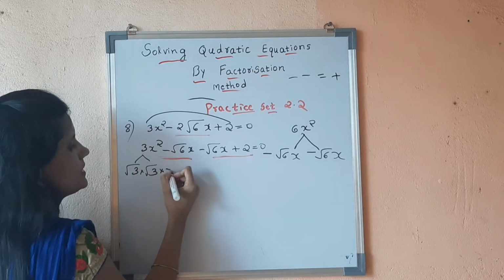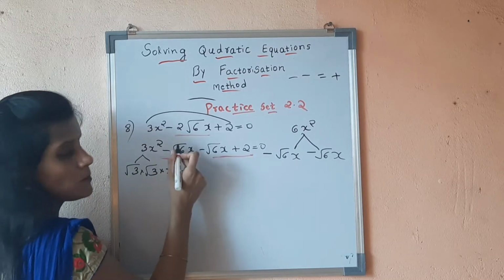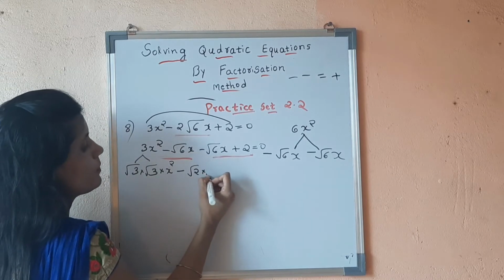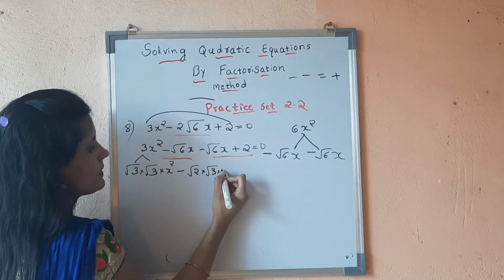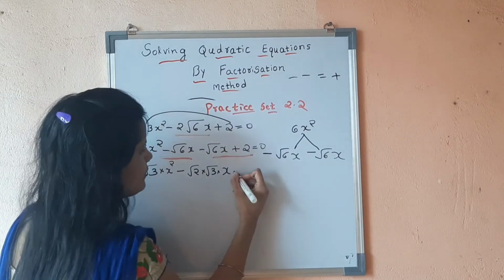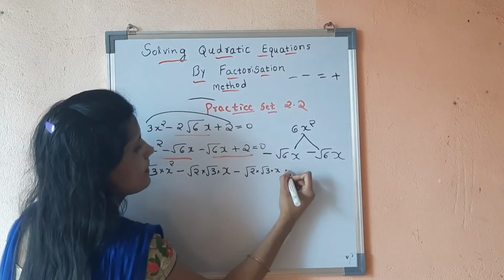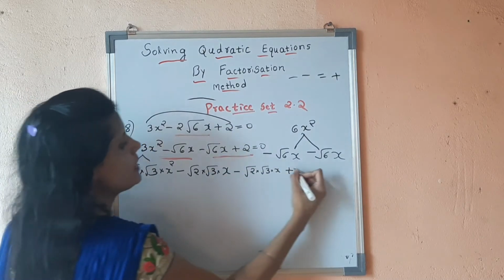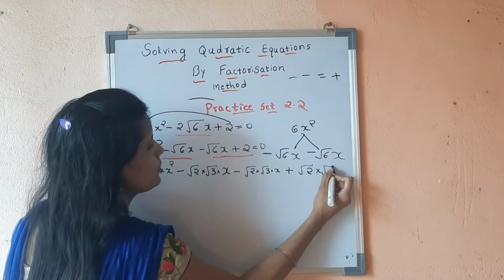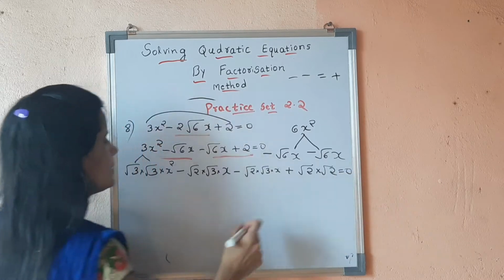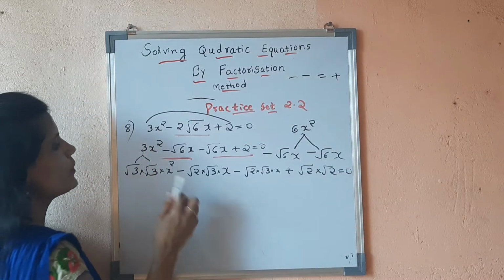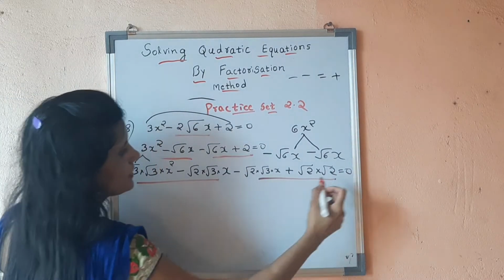Do not get confused, simple. Okay. And root 6x I can write as root 2 into root 3 into x. Now root 6x also the same, I can write root 2 into root 3 into x, plus 2, again in the same way, root 2 into root 2. Now it will be very easy to take the common out of this.